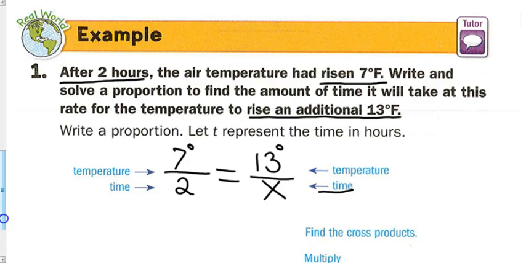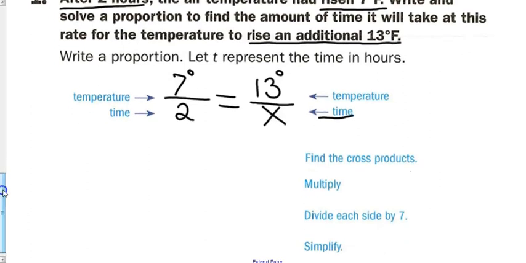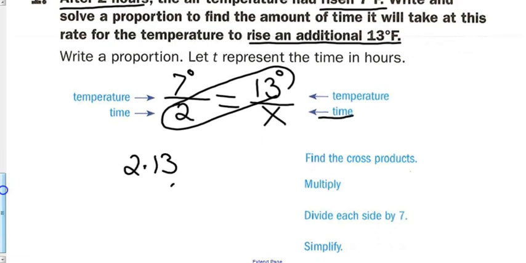Now here's what we can do with those cross products. Remember, we know this is a proportional relationship, so we know if we multiply our cross products, they should be the same. So let's multiply our cross products. I'll start with 2 and 13 right here. If I multiply 2 times 13, I know that's going to be equal to my other cross products, which in this case is 7 times x. So that's 7 times x.